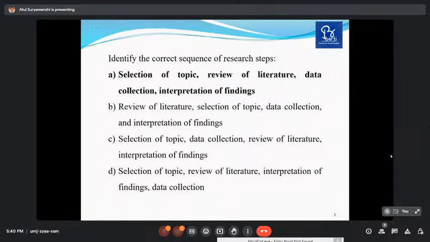The second slide in the series. Identify the correct sequence of the research steps. And the answer has been highlighted here. The very first option, A option, is the correct one. That is selection of the topic, review of literature, data collection, interpretation of the findings. So this is the correct sequence. We have to select the problem first. We have to formulate the question. And then there is literary review. And after literary review, there is data collection and interpretation of the collected data.